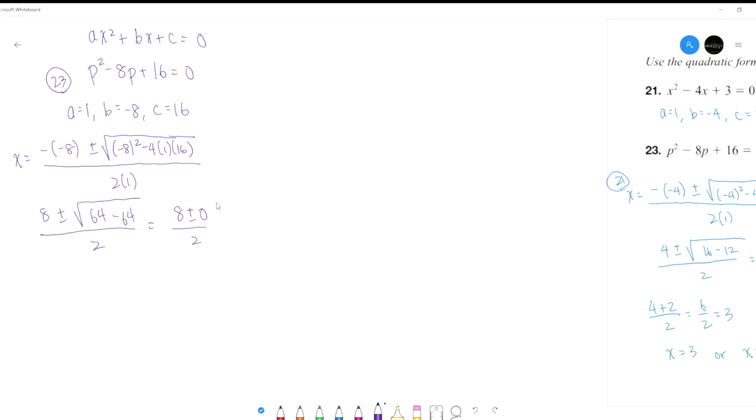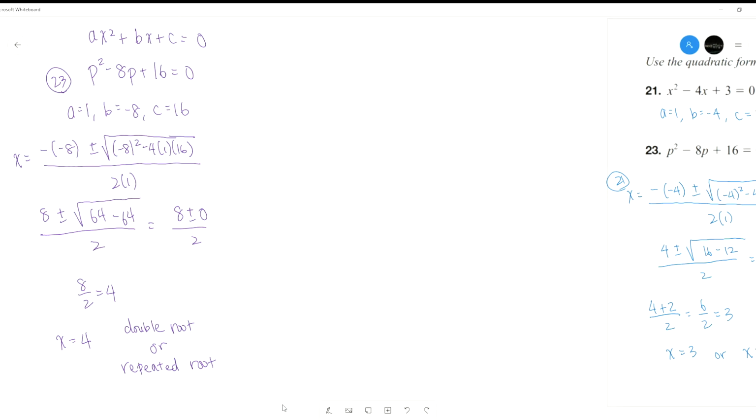So if you recall on Monday's class, when the square root simplifies to a 0, that means you have one solution, because when you add or subtract 0, it doesn't change your answer. So 8 over 2 is equal to 4. So x equals 4 is, if you remember, called a double root or a repeated root. Okay, so x equals 4, x equals 4. Those are the two solutions.